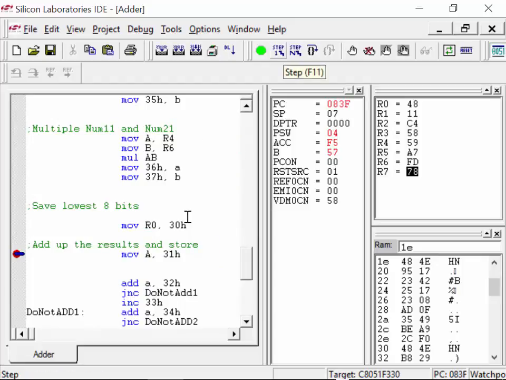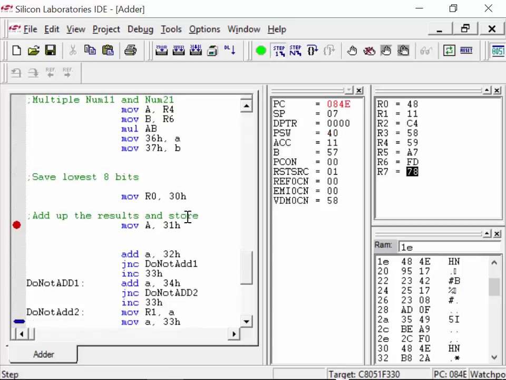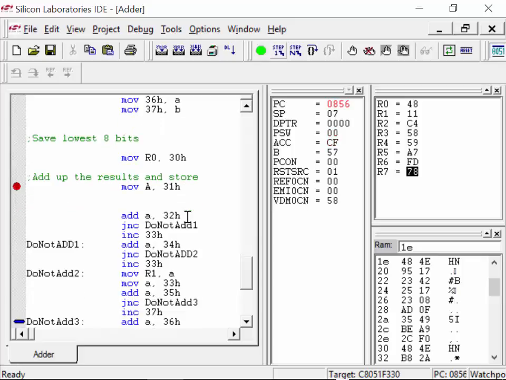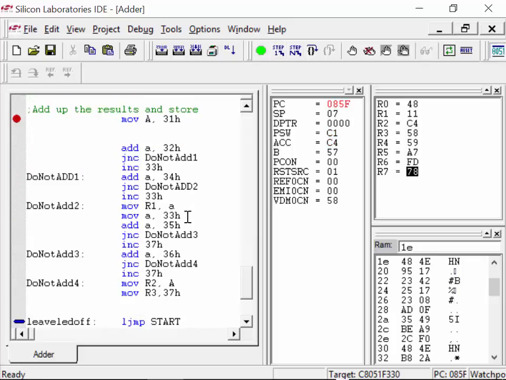Right there. So we've stored R0 there. Now we start doing our adds. And our adds are easy except for the fact that we have to worry about the carries. Right there. And we end up with our result here. Our result is 58C4 1148.